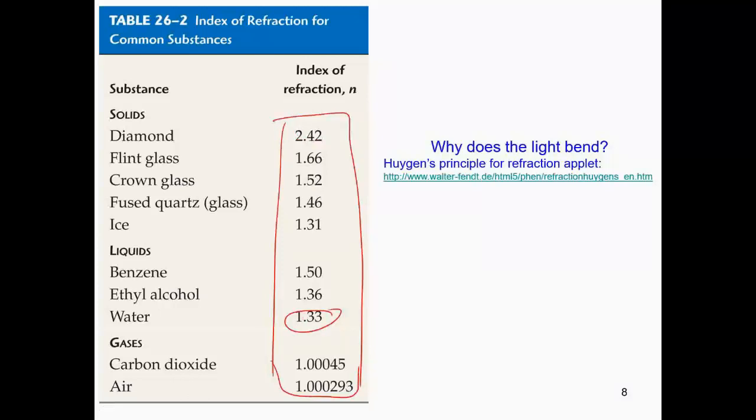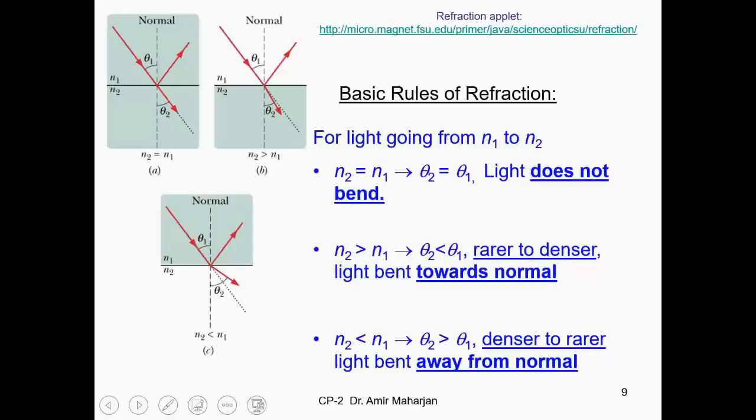Water has 1.33. Glass has about 1.5. If it doesn't say which glass, just consider 1.5. But crown glass has 1.52 and flint glass has 1.62. Diamond has the maximum index of refraction because it's very dense. And on this website, this applet, you can see why the light bends. You can see it in detail, but you don't need to know that right here.